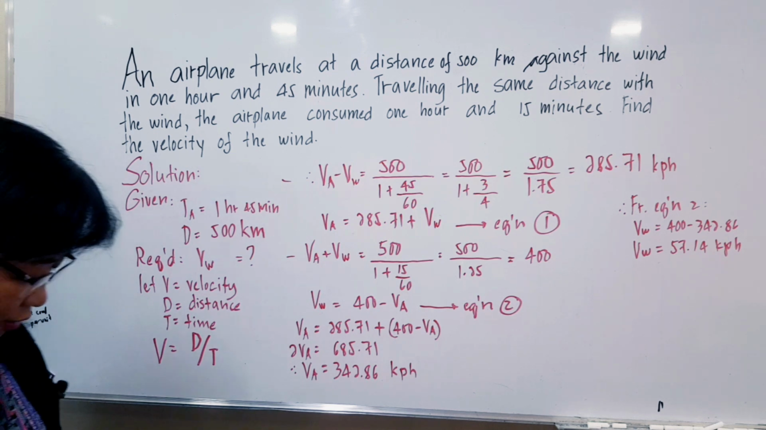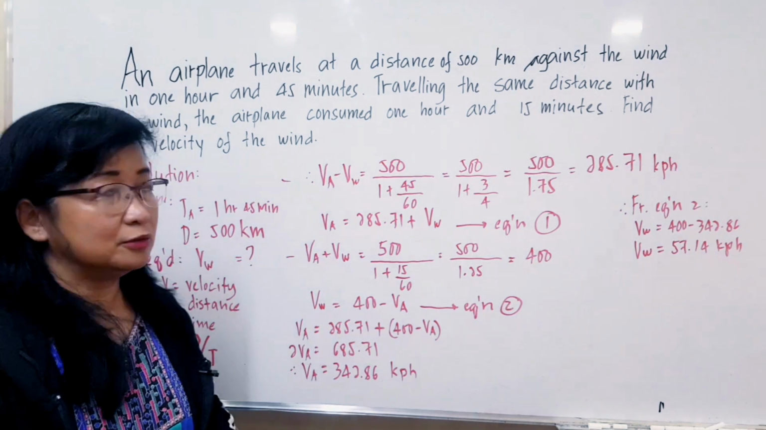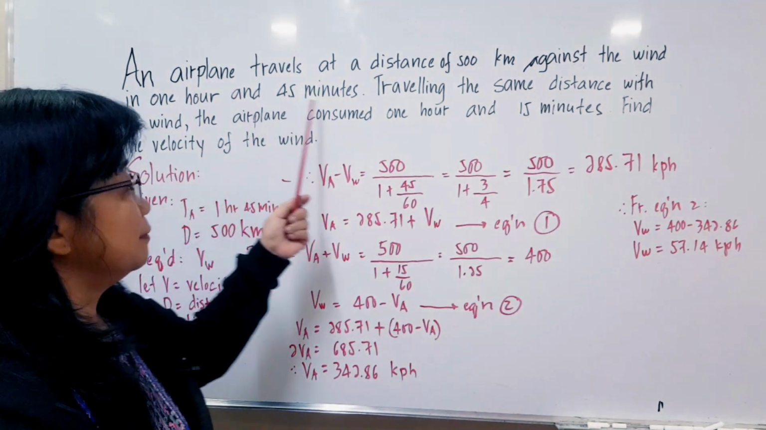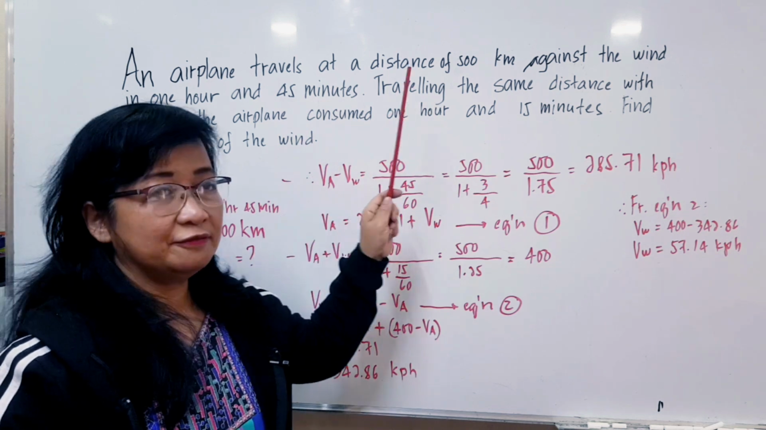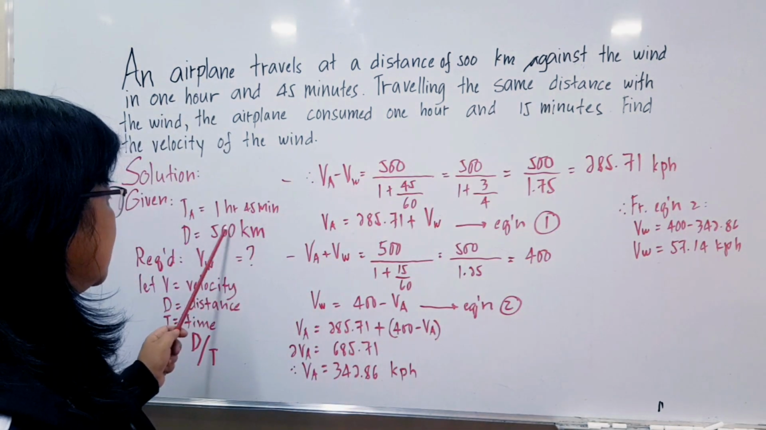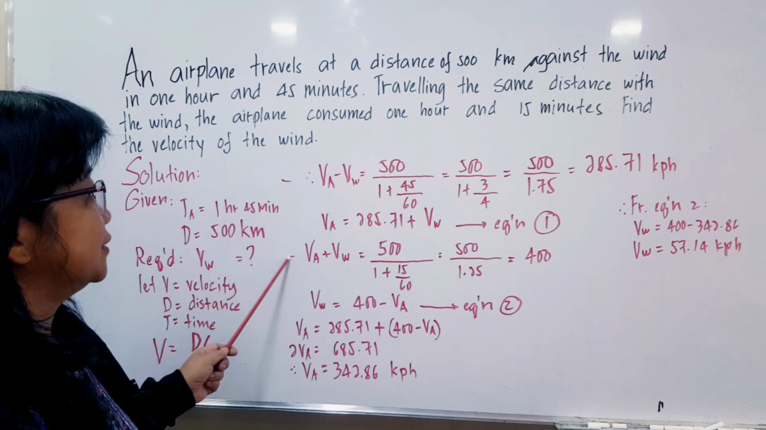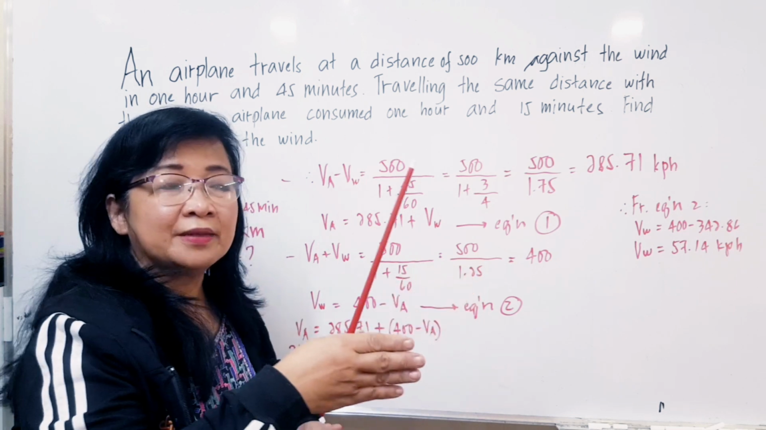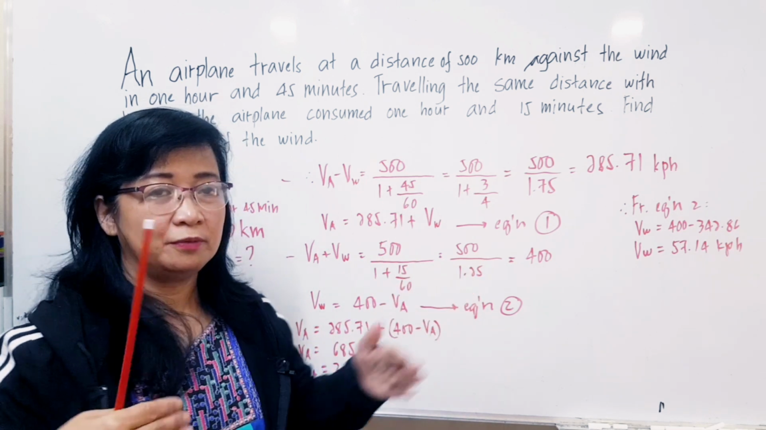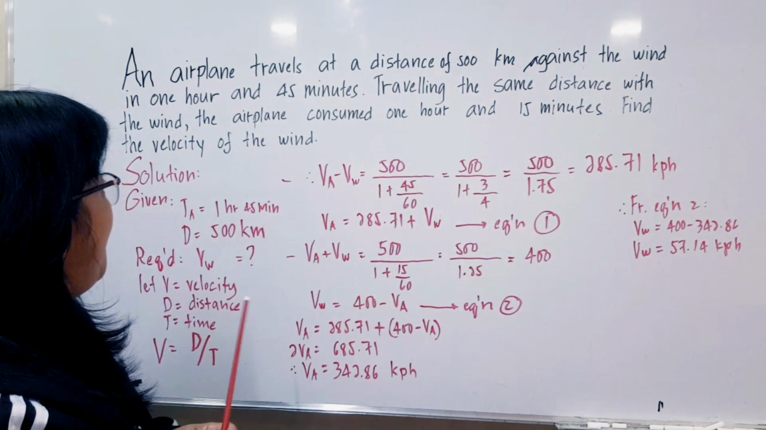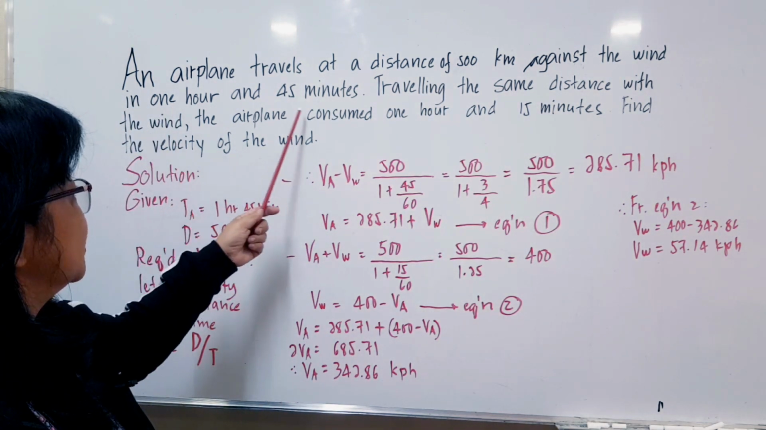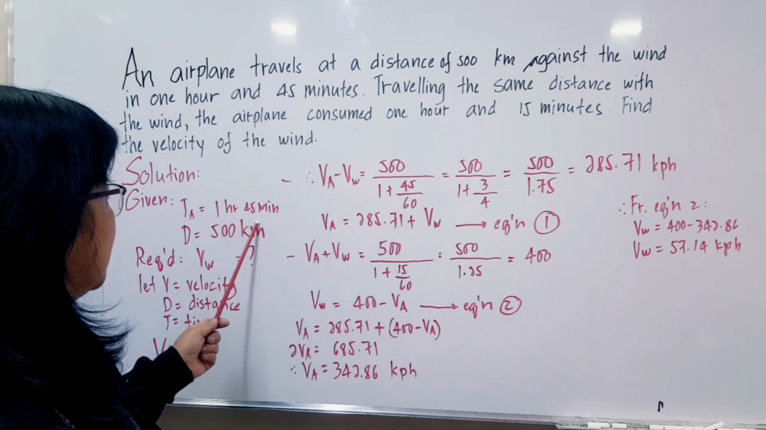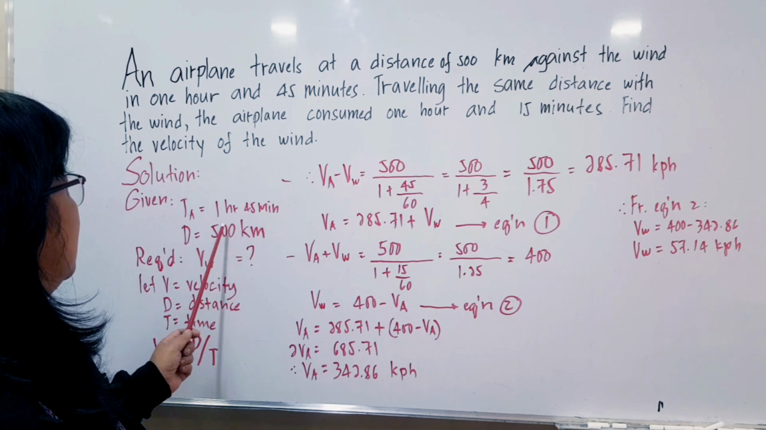Now here, to solve this one, we need to see first if we can make an equation. Now here, the airplane is traveling at a distance of 500 kilometers. So there is the given distance, which is 500 kilometers. Against the wind, that means ang velocity ng airplane is against the velocity of the wind. Nagkasalungat sila. At 1 hour and 45 minutes. So, ang time travel ng airplane is 1 hour and 45 minutes. Yun ang time travel ng airplane.